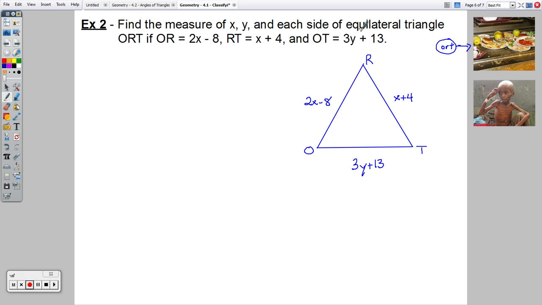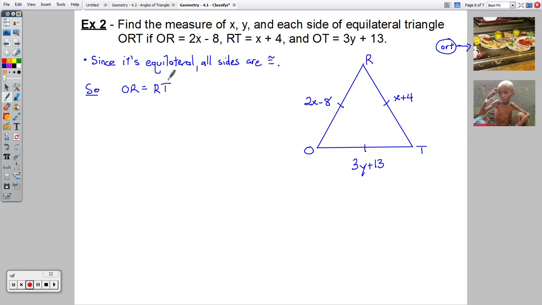Well, it's equilateral. That means I could put tick marks, the same number on each side. Based on that, let's write that little note out. I think that would be helpful to look at later. Since it's equilateral, all sides are congruent. And based on that, we could say OR equals RT.